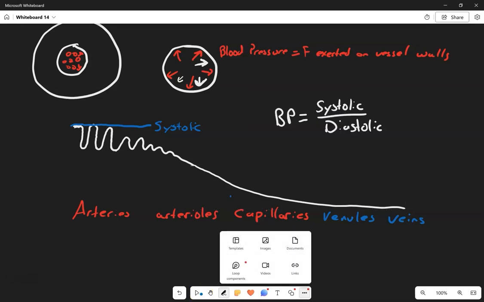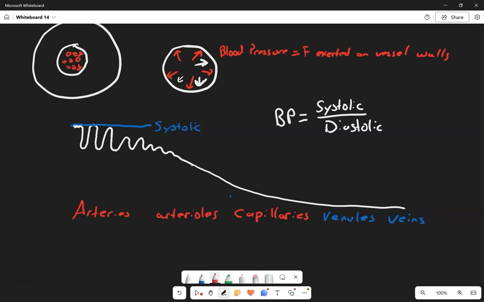Now that we have our systolic pressure, we are going to measure the force when the ventricles are in diastole. So this is my diastolic pressure. The systolic pressure, that top number, is the pressure on those arteries when the ventricles are actively pumping blood into those arteries. And the diastolic pressure, your bottom number, is the pressure on the vessels when the ventricles are in diastole and blood is not actively being pumped into the vessels themselves. And the difference between the systolic and the diastolic, this difference here, is what we call our pulse pressure.